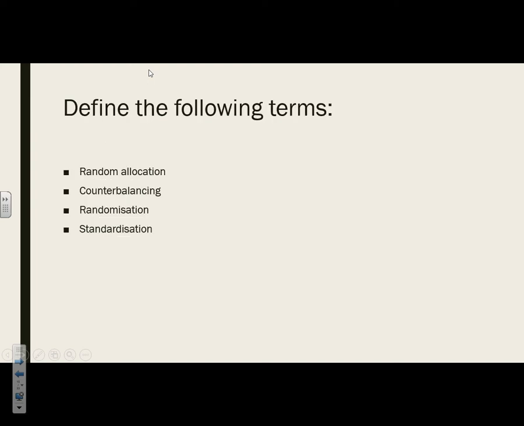Define the following terms: random allocation, counterbalancing, randomization and standardization. Really important ones, so please do have a go at these. Pause the video here.